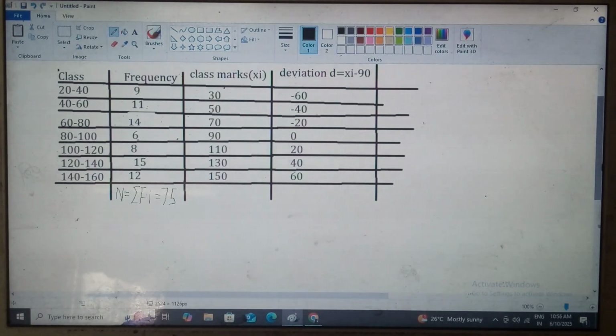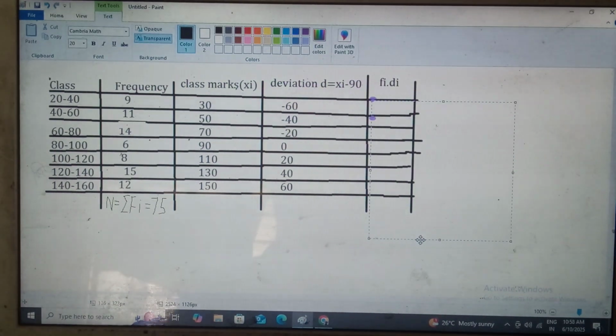Now we have the summation of frequency, that's the total of frequency. The total of frequency is 75. Now in the last column we have f of i into d of i, frequency multiplied by deviation. So 9 into minus 60 is going to be equal to negative 540.